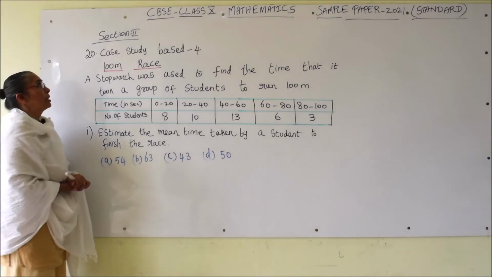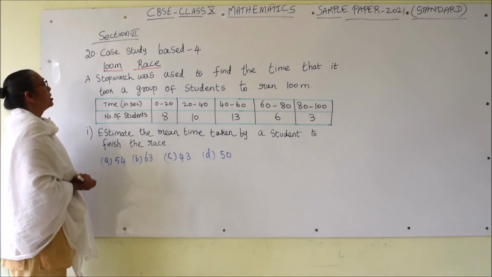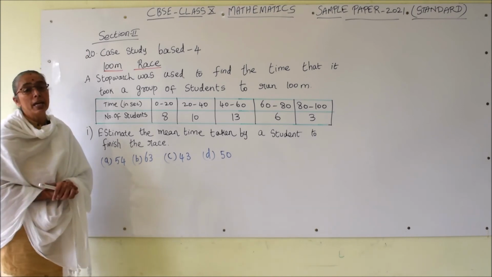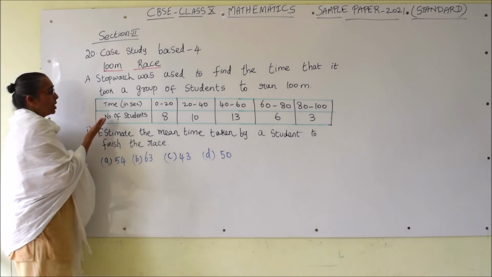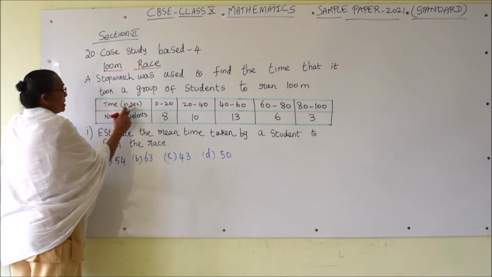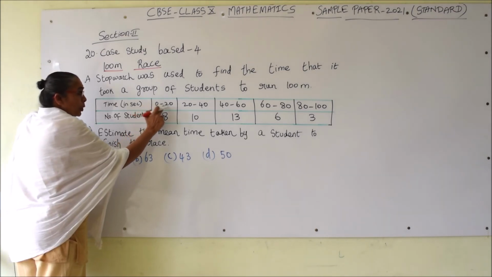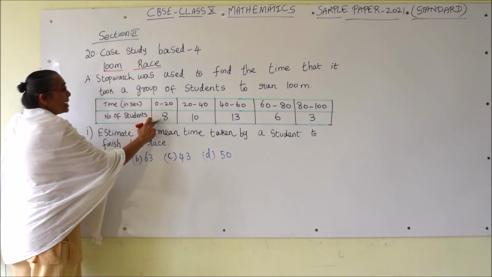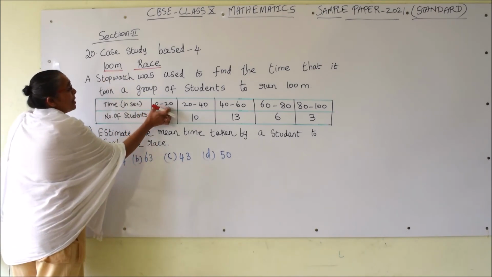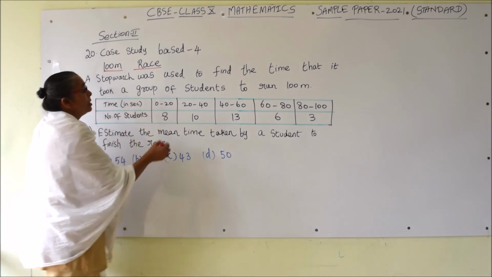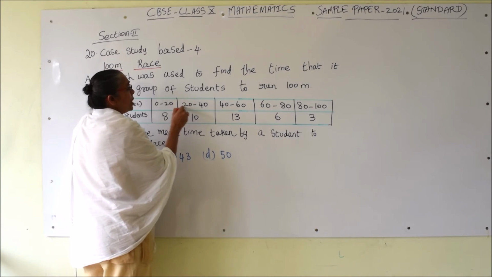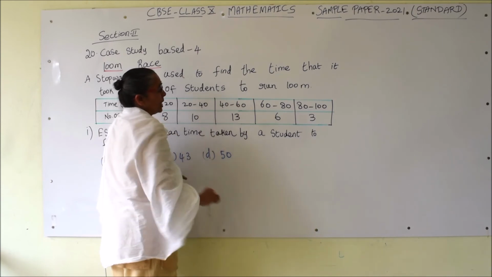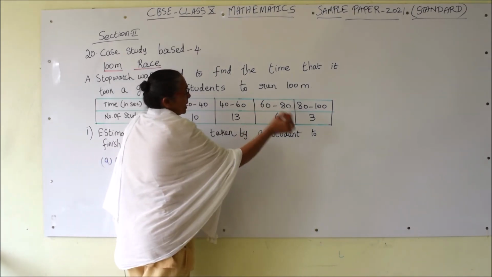Question number 20, case study based 4, the 100-meter race. A stopwatch was used to find the time that it took a group of students to run 100 meters. Now see, what does the table represent? Time in seconds and number of students. For 0 to 20 seconds, the number of students is 8. That means in the 100-meter race, 8 students were able to complete it between 0 and 20 seconds, and 10 students completed it between 20 and 40 seconds. 13 students completed between 40 and 60 seconds, 6 students between 60 and 80 seconds, and 3 children between 80 and 100 seconds.